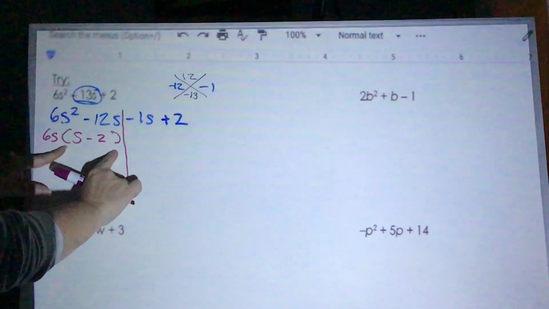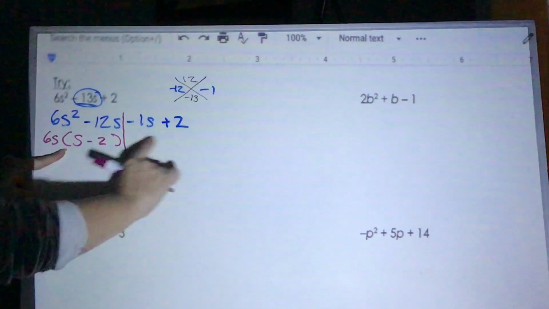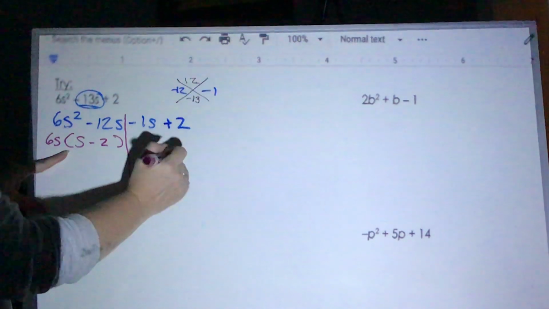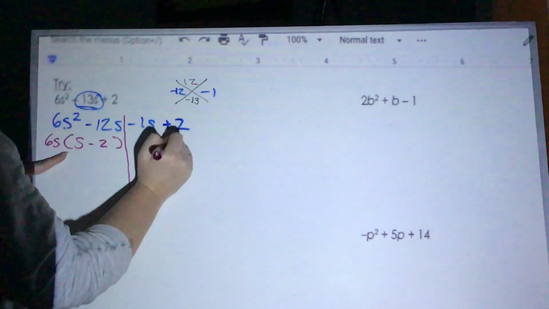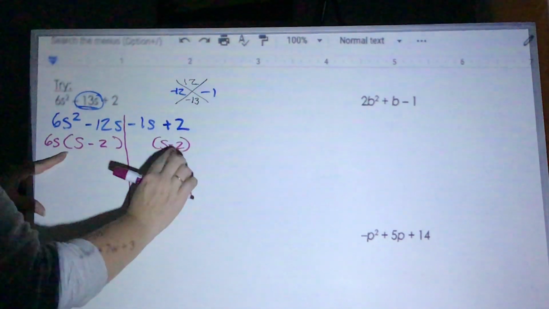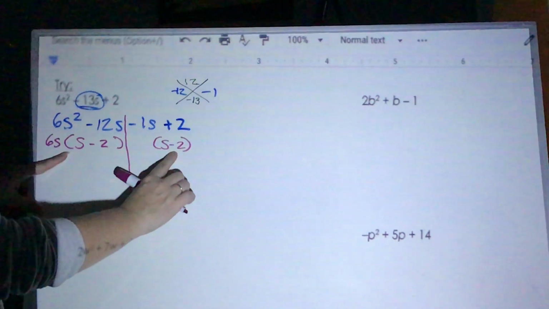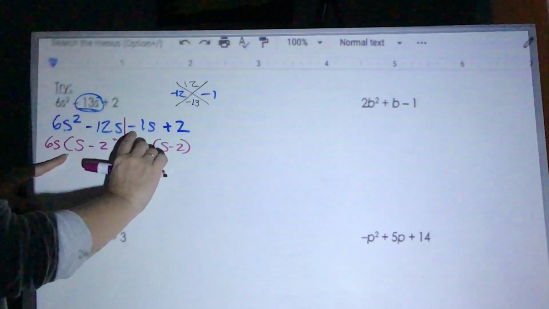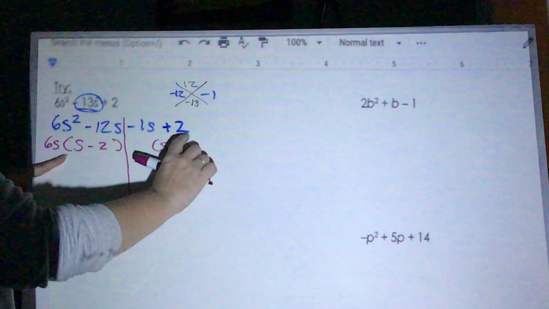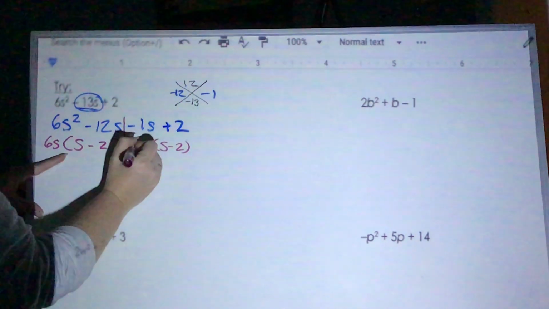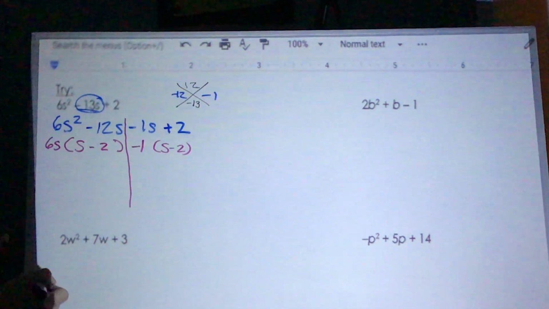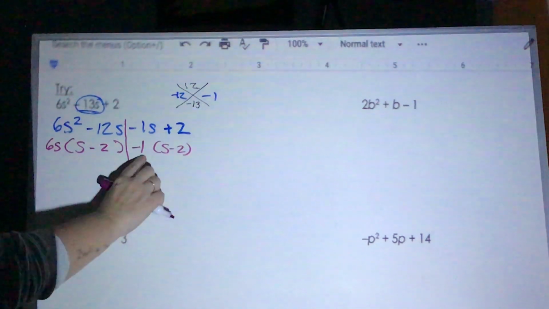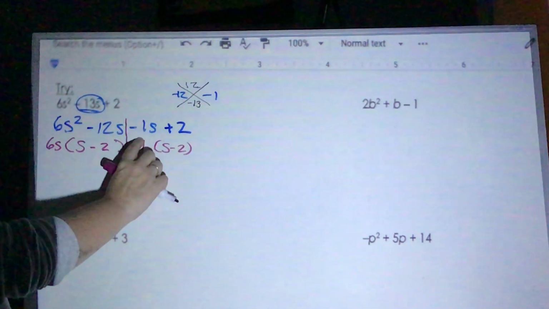This parentheses, s minus 2, has to match over here. So I know over here, when I'm done taking out a GCF, I want to be able to get s minus 2. If I look at what I have here, in order for this to give me s minus 2, I would have to take out the negative. So I would have negative 1 as the GCF of these two.